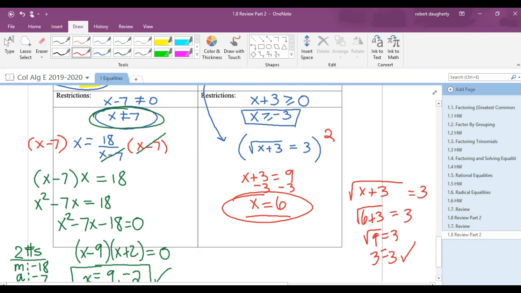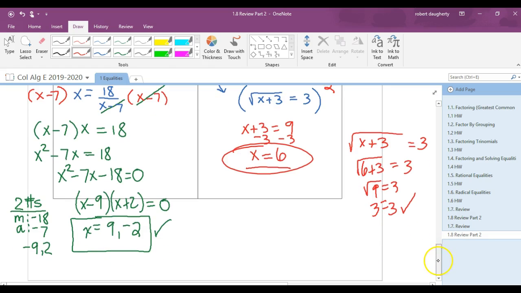So anyway, that's the end of review 2. So you've got several resources here. You've got 2 reviews that are worked through video and that are in your book for getting ready for the quiz on unit number 1.